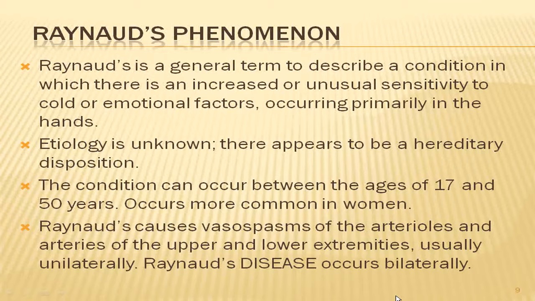And what happens in Raynaud's disease is a vasospasm of the arterioles and the arteries of the upper and lower extremities. The phenomenon is usually unilateral, which means it affects one extremity. However, the disease occurs bilaterally.